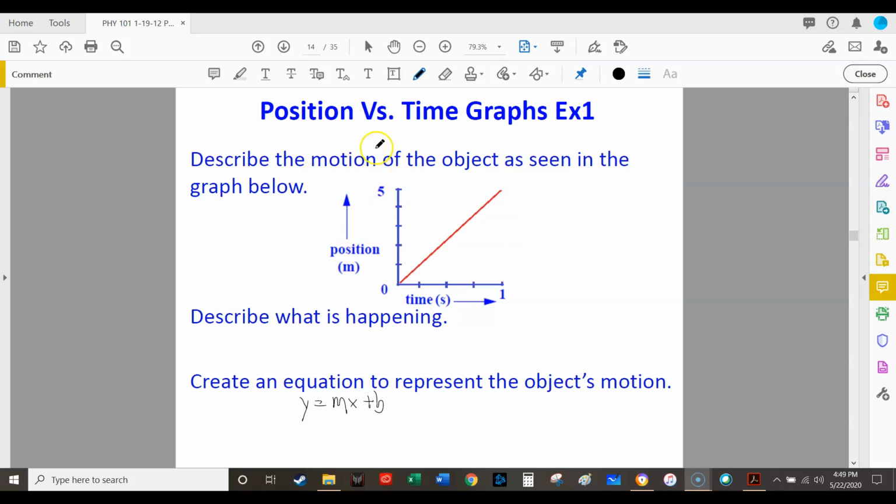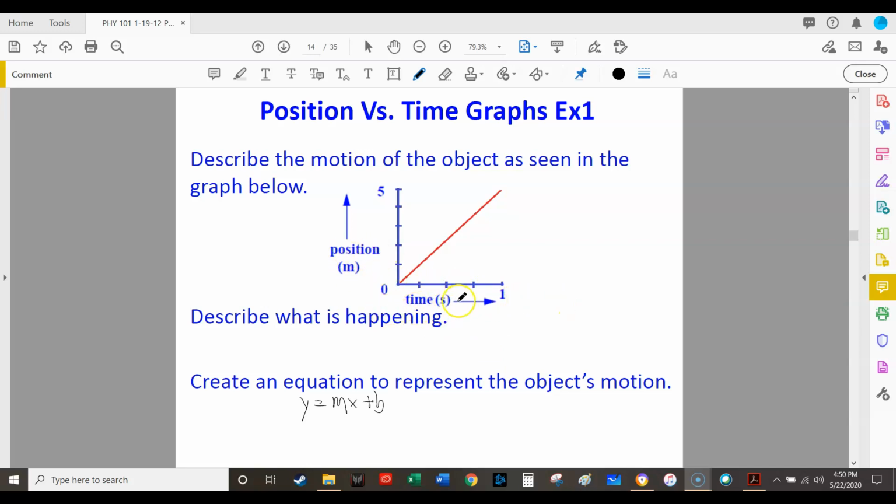So I very overtly left information out, leaving you with the responsibility of how to interpret the graph. Let's forget about the red line for now. Let's just describe what this graph is saying, what the axes are saying. So the vertical axis is position in meters, okay? The horizontal axis is going to be time in seconds, okay?